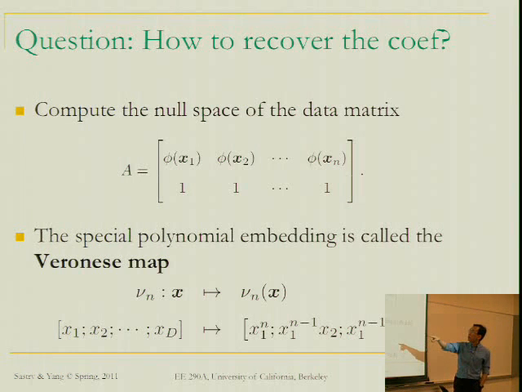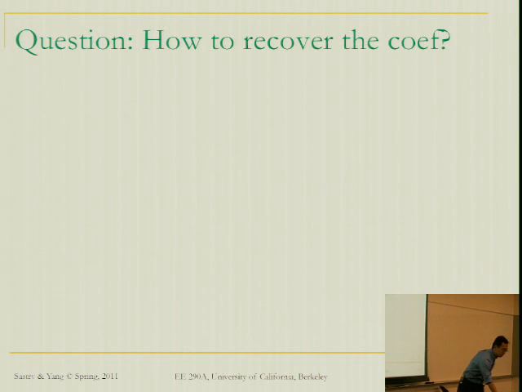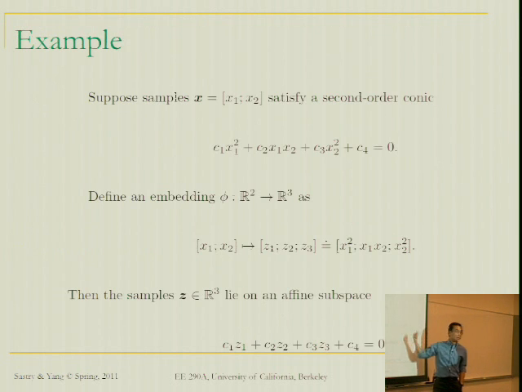So in fact, this embedding function is very special. It's known as the Veronese embedding. Given x, the nth degree Veronese embedding is defined as the list of all the nth degree monomials in capital D dimensional space. One example we have just seen is this one. This is the second order Veronese embedding in R2 space.